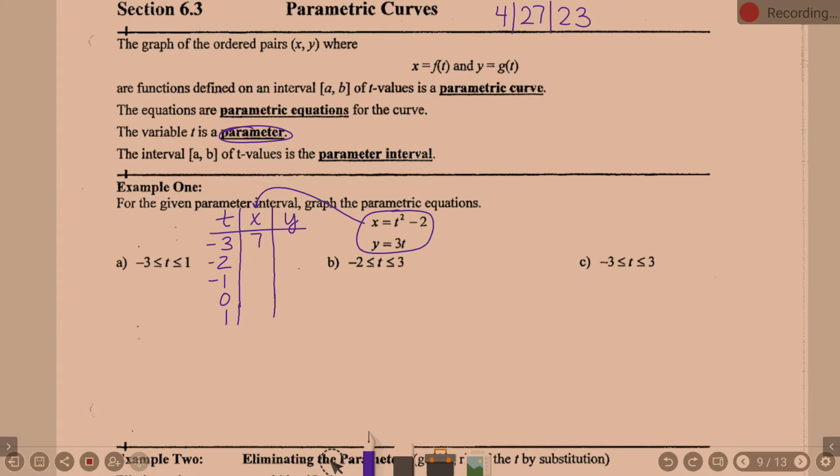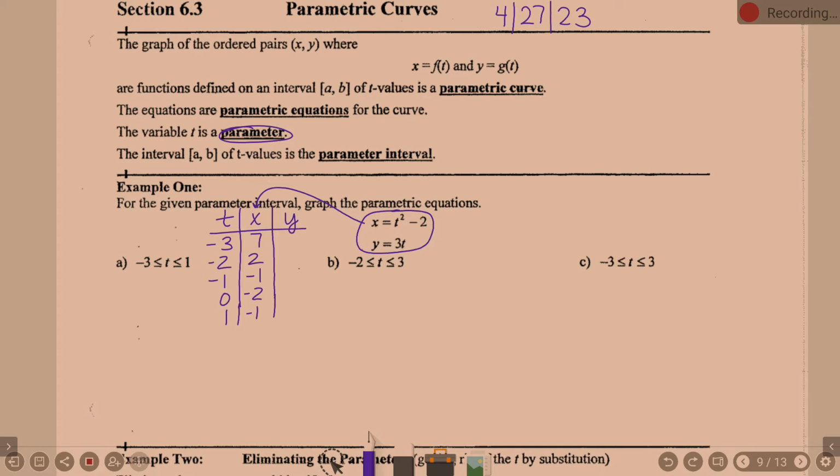is? Yeah, 4 minus 2 is 2. Negative 1 squared minus 2. Negative 1 squared is 1, and then 1 minus 2 is negative 1. 0 squared minus 2, negative 2. And 1 squared minus 2. 1 minus 2 is negative 1.